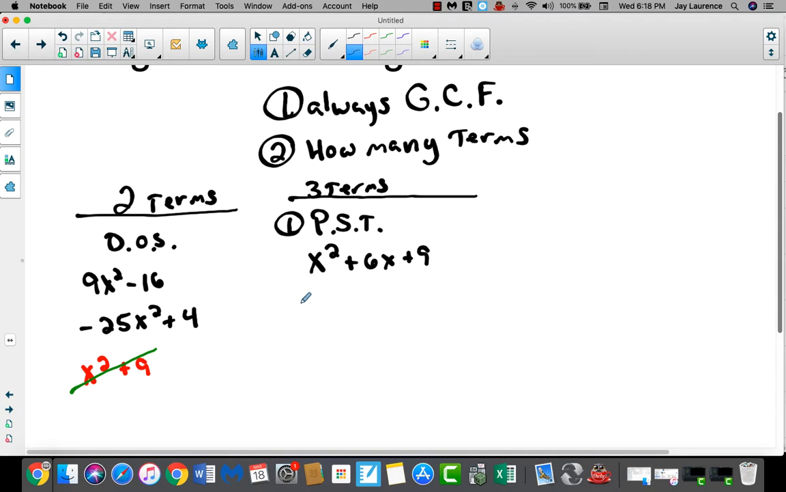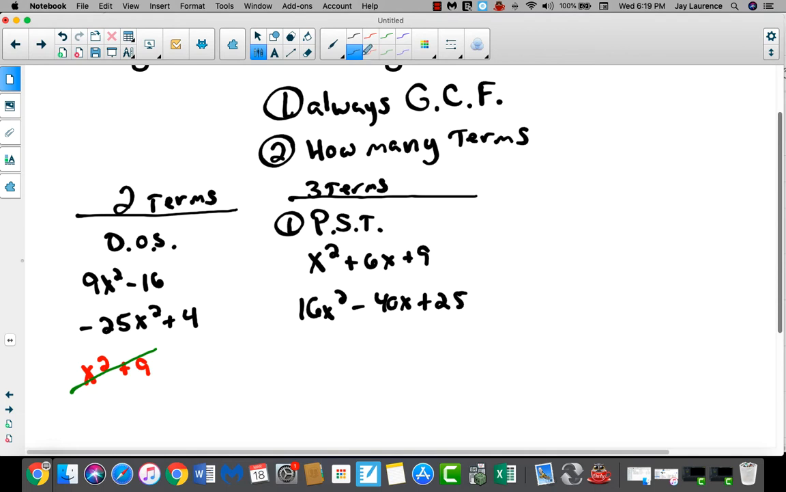Or how about 16x squared plus 25 minus 40x? Those are both perfect square trinomials. Those are examples. Those will factor. Remember, the first and third terms have to be perfect squares, and the product of the square roots doubled has to be the middle term. So x and 3 make 3x, doubled is 6x. 4x and 5 make 20x, doubled is 40x.